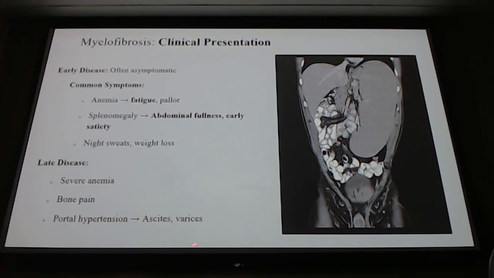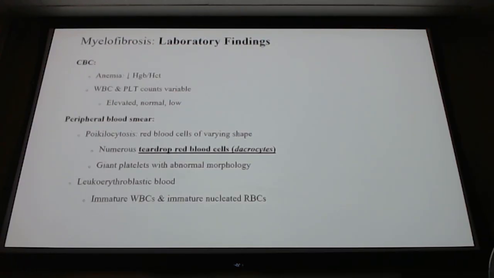And then what are varices? Are those going to be external, internal? Esophageal. So it could be both, right? You could have esophageal varices, you could have them in other places as well. But you're going to have that portal hypertension causing that. Laboratory findings: decreased hemoglobin, hematocrit, WBC, and platelet counts variable depending on the etiology.